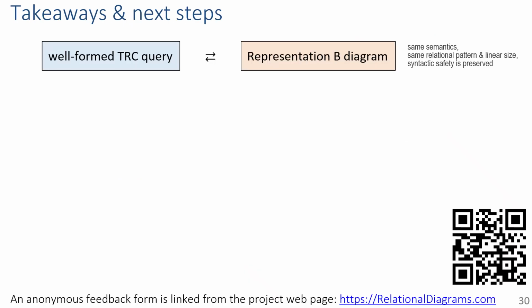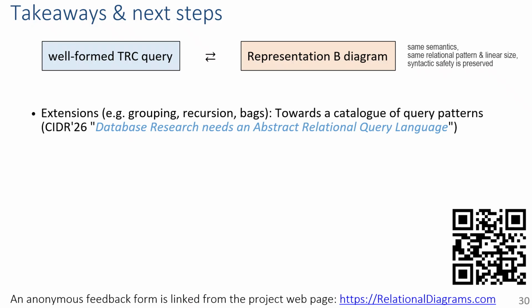So takeaways from today. We now have a principled diagrammatic representation that allows us to diagrammatically represent arbitrarily nested negations. Every well-formed tuple relational calculus expression has a representation as a diagram of linear size that preserves the semantics. And as the paper shows, the exact same atomic leaves of the abstract syntax tree of the tuple relational calculus expression. And there's also the relational pattern. In a recent CIDR paper, we extended that with representations for groupings, aggregates, recursion, bag semantics, and a generalization of tuple relational calculus to what we call abstract relational calculus.